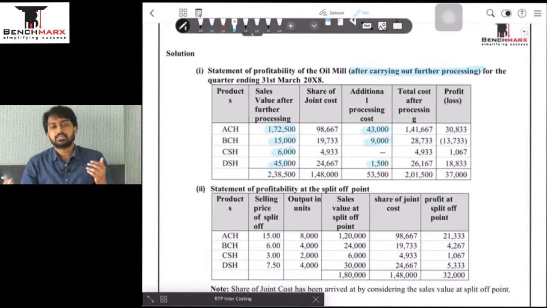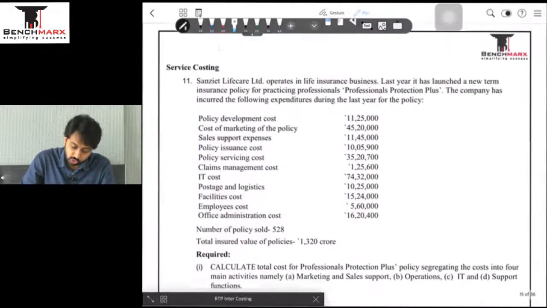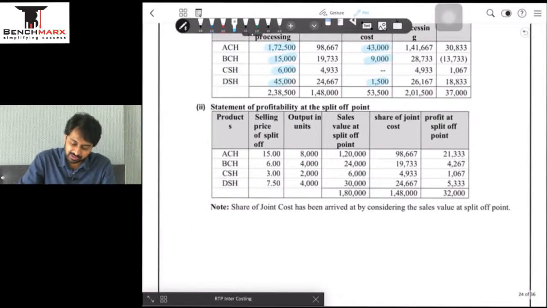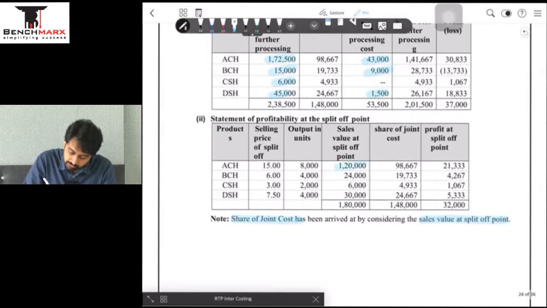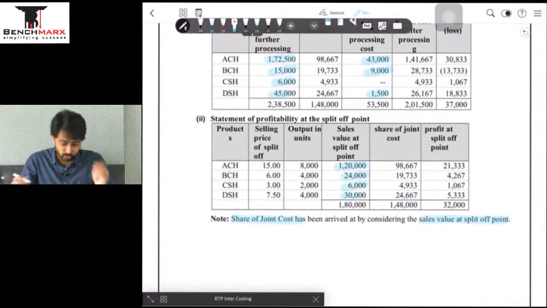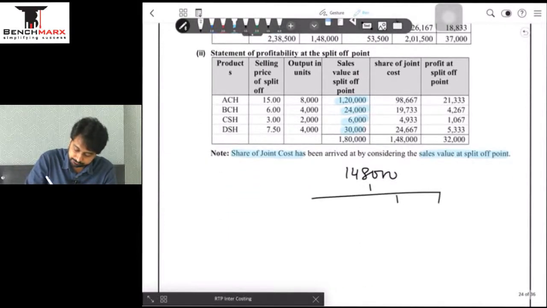The only cost left is the allocation of joint cost amongst the 4 products, and this is what they have not shown. They haven't even shown the allocation basis, so they have simply given a note that the share of joint cost has been arrived at after considering the sale value at the point of split off. That is nothing but these values 120, 24, 6 and 30. So we will allocate 148,000 in the ratio of 120k is to 24k is to 6k is to 30k.